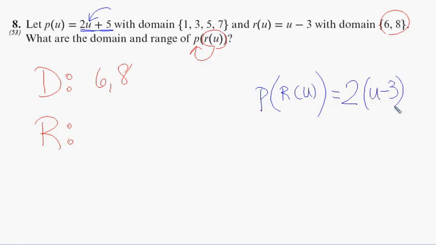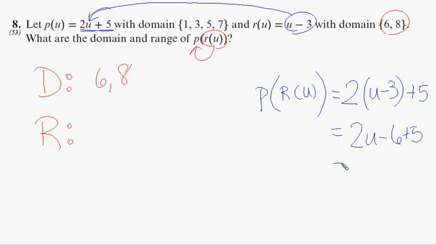You see how I took this whole function, plugged it in right there, okay? And then to finish it out, we have plus 5. Okay, so if we simplify that, we get 2u minus 6 plus 5, which means we get 2u minus 1.